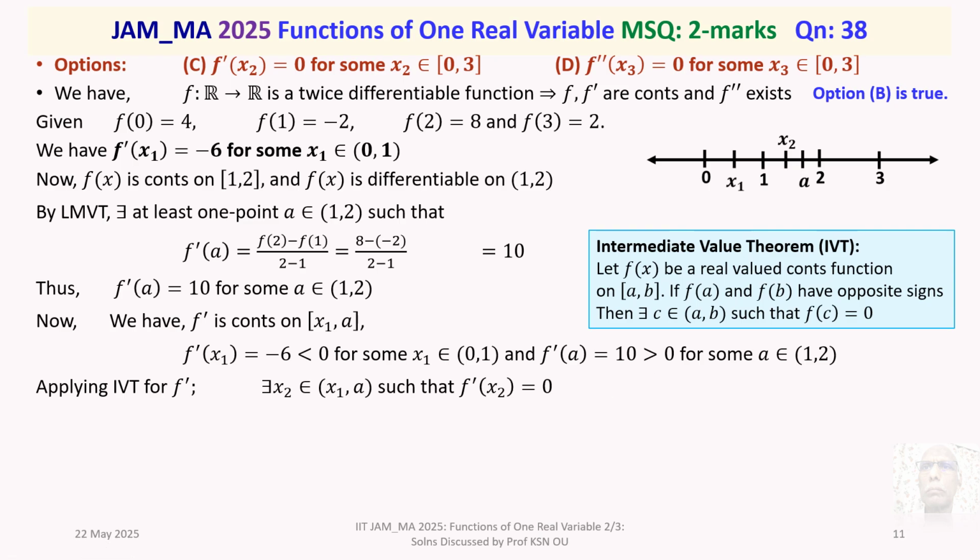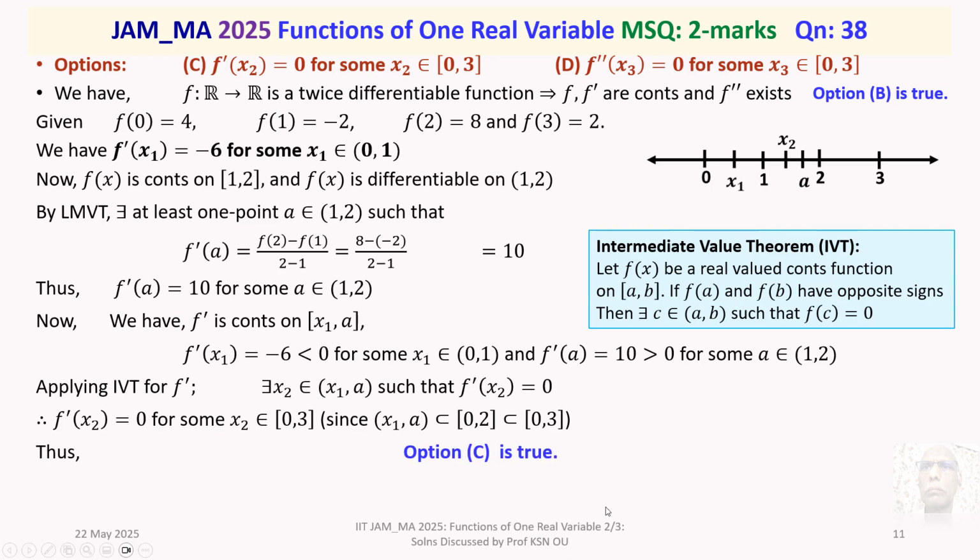Therefore f prime of x2 is 0 for some x2 belongs to the closed interval 0 to 3. Why? x2 belongs to the open interval x1 comma A. The open interval x1 comma A is contained in the closed interval 0 to 2, which is contained in 0 to 3. Therefore x2 belongs to 0 to 3. So what is true? Option C. Thus option C is true. So it remains only option D, which we will discuss in the next slide.